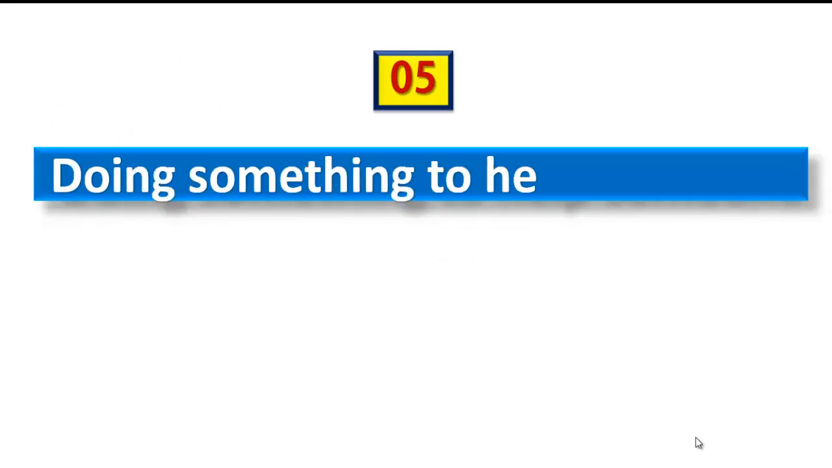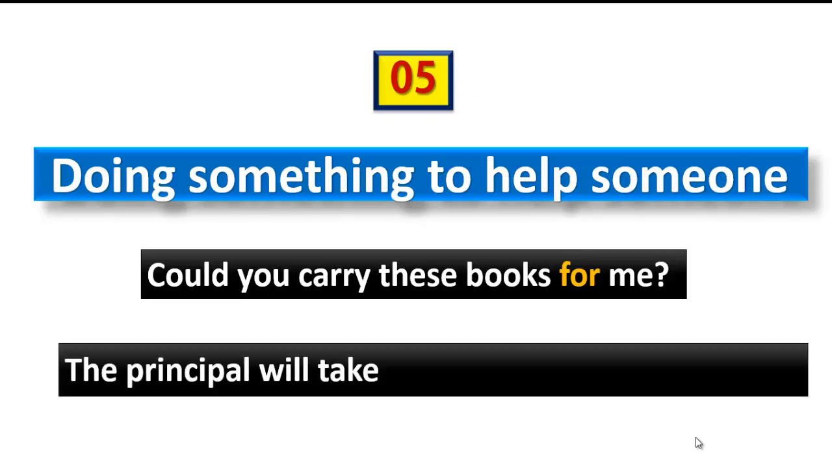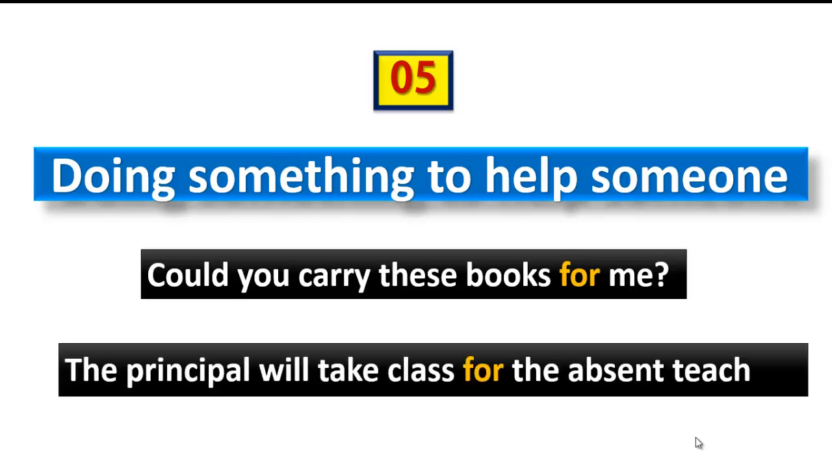Case number 5 is doing something to help someone. For example, could you carry these books for me? The other example is, the principal will take the class for the absent teacher. Here, one person is helping the other. For example, the teacher is absent, so his class is going to be taken by the principal. So he is doing something and helping the other.